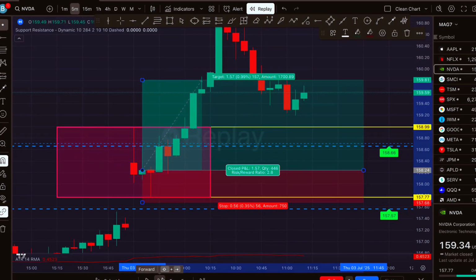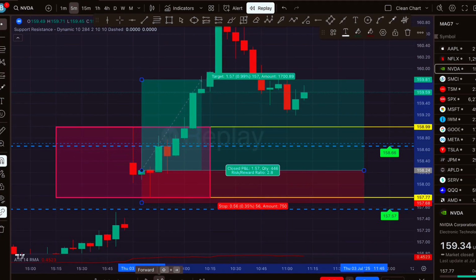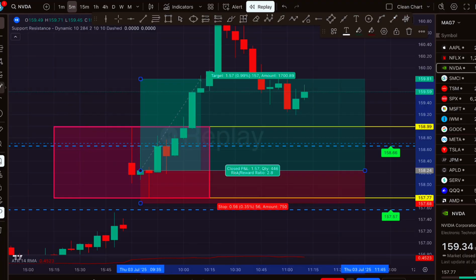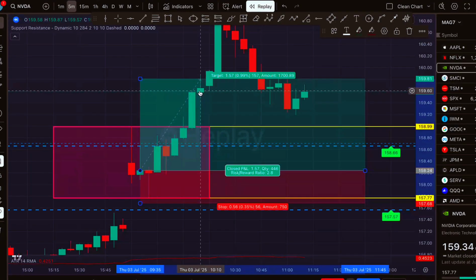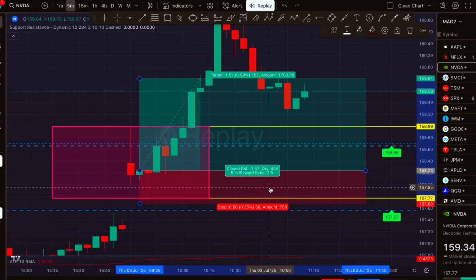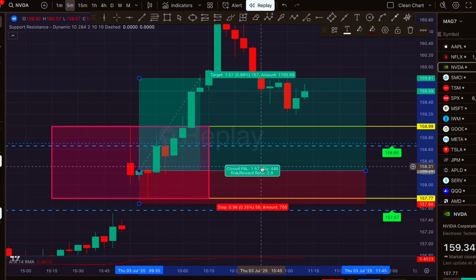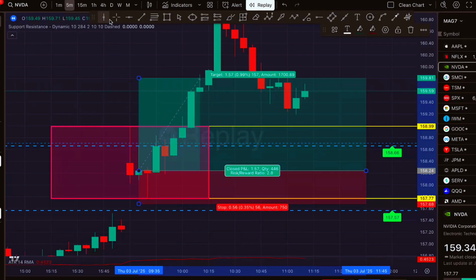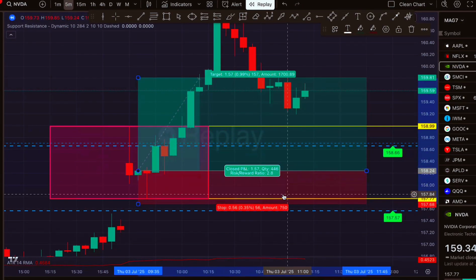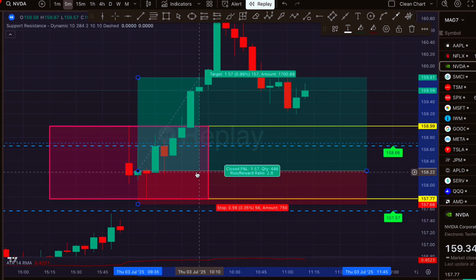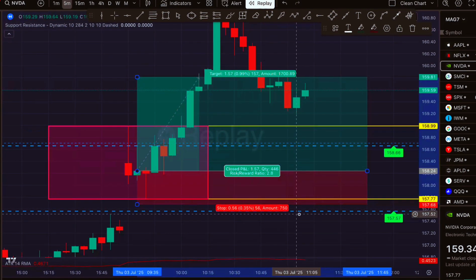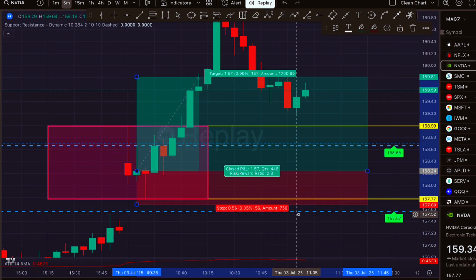So to sum it up, the first step, find a big 15-minute candle at the open of the session. Step 2, use the HER to confirm from the daily chart. Step 3, look for a pattern on the 5-minute chart. Okay? Step 4, enter the trade and manage your risk.